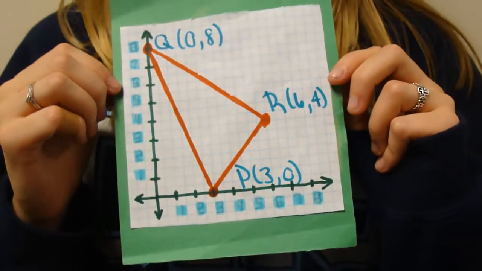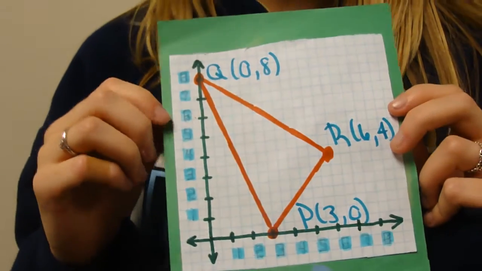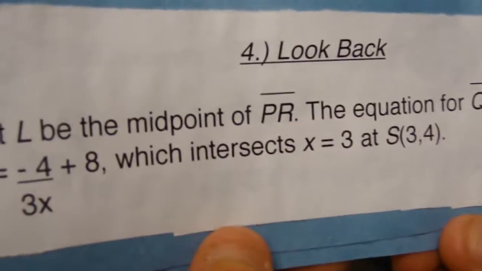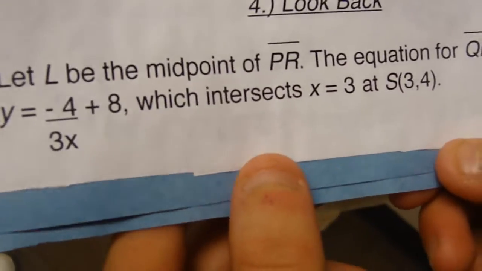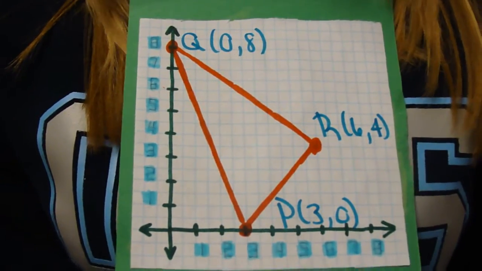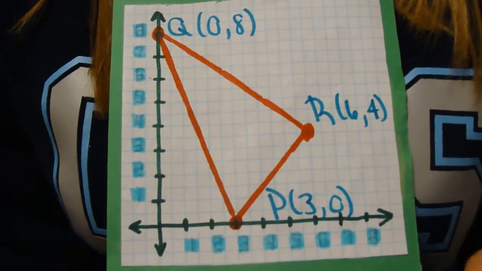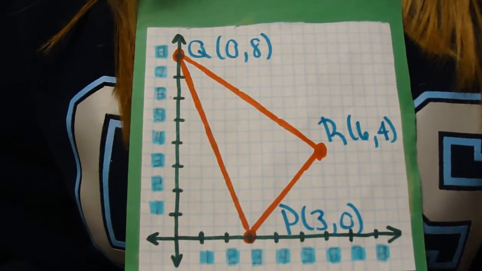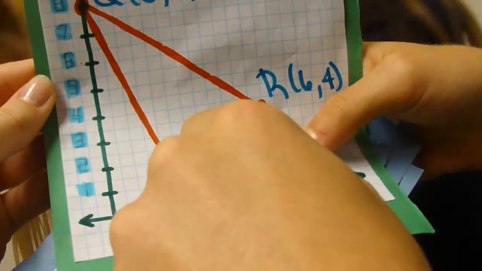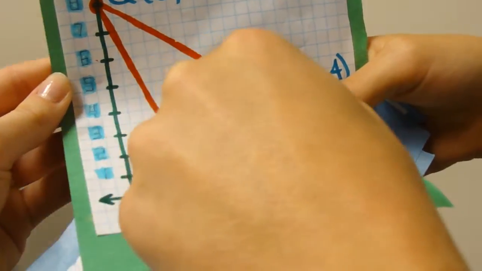Let's take a look back for step 4. Let L be the midpoint of PR. The equation for QL is y minus 4 equals negative 4/3 x plus 8, which intersects x equals 3 at S, which is 3, 4. Show us on the graph. Okay, 3, and then we go up 1, 2, 3, all the way up to 4.